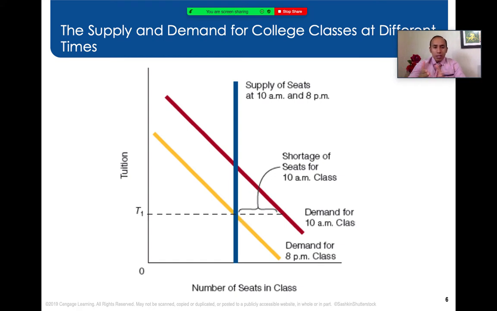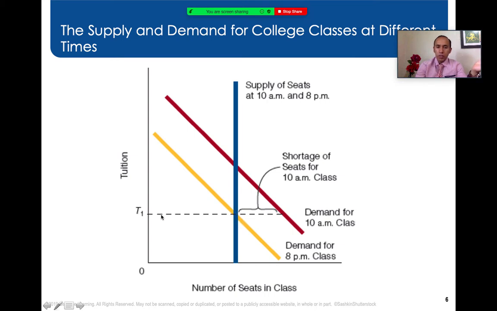It will still be the same subject, but it really depends on your preferences. At the same tuition, both classes are offered at two different times. If students demand the 8 p.m. class, notice here how we have, at the traditional tuition rate of T1, an equilibrium. In equilibrium, everything is equivalent to everything.